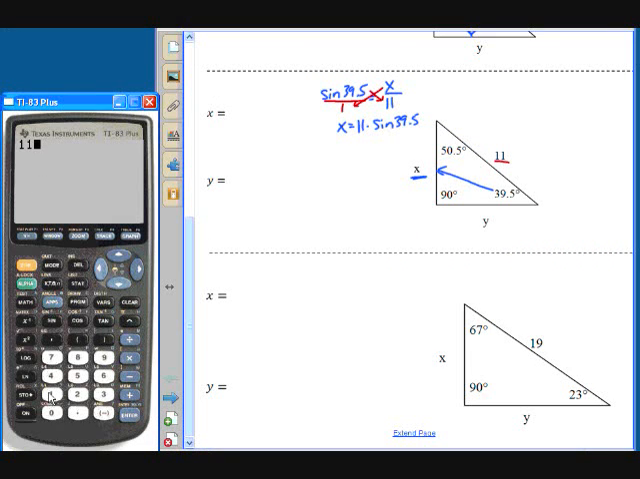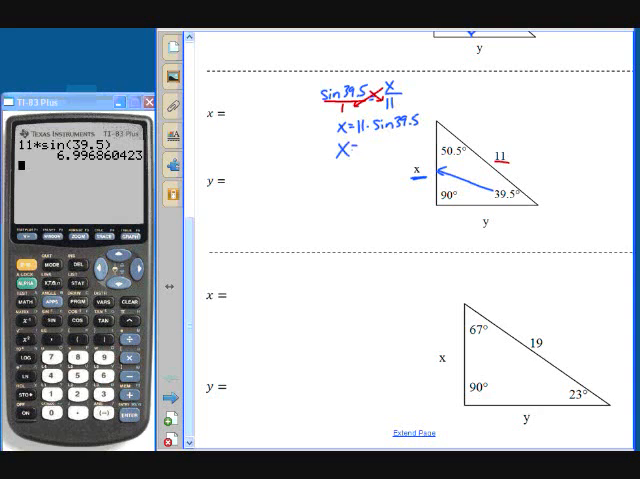So I've got 11 times the sine of 39.5 degrees. So I get 6.99, so I'm just going to round that off to 7. So x equals 7. Okay?